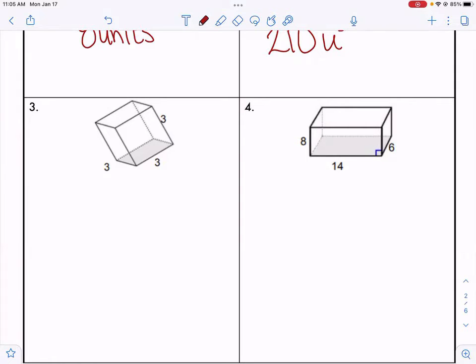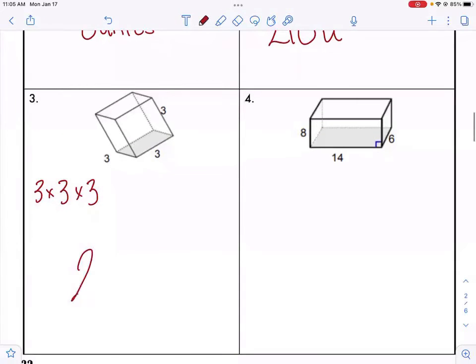So on number 3, what should we multiply? 3 times 3 times 3. What's 3 times 3? 9 times 3 is 27. Make sure you put units cubed. Don't put 27 cubed because that's different, right? 27 cubed is a big number. Because area is 2 dimensions, so it's squared with a 2. Volume is 3 dimensions, so it's cubed with a 3.